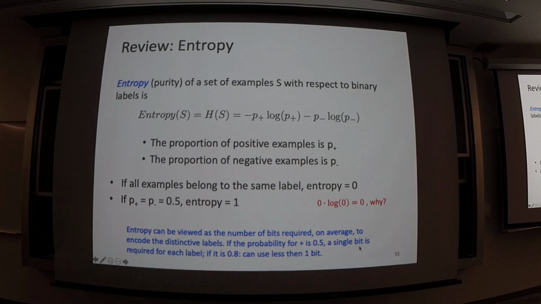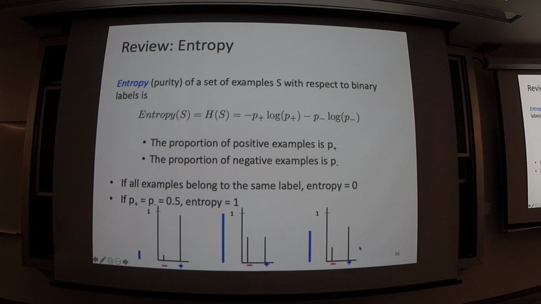From information theory and coding theory, entropy can be viewed as the number of bits required on average to encode the distinct labels. If the probability of positive is 0.5, then you have to use a single bit to code the labels 1 and 0. But if it is 0.8, that means it is a skewed distribution, and on average you can use less than 1 bit. These are just some results from coding theory. If you're interested, we can take a look at an information theory book.